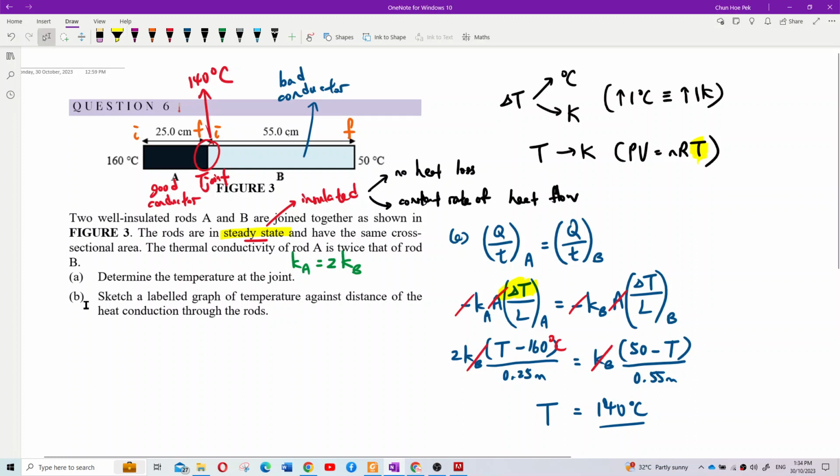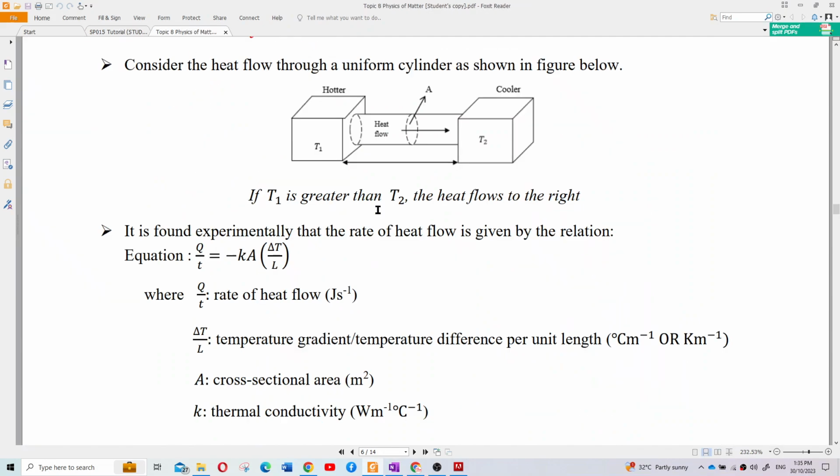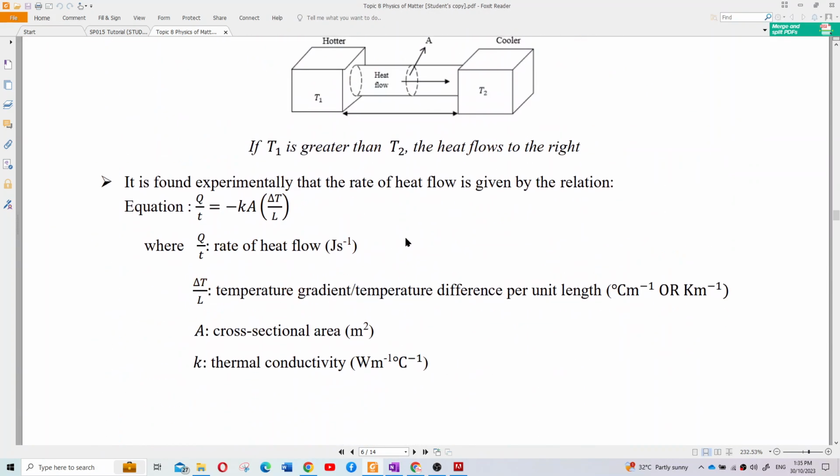Now, question B. Let's sketch a graph of temperature against distance for heat conduction through the rod. That means I want temperature versus distance, versus L. That means it will show us the temperature gradient, delta T over L. Understand? We need to plot a graph for both of these rods. That means a graph like this. Where is the graph?